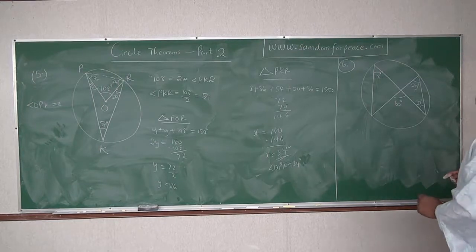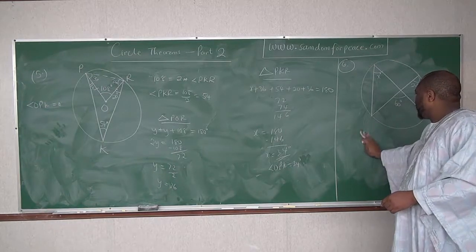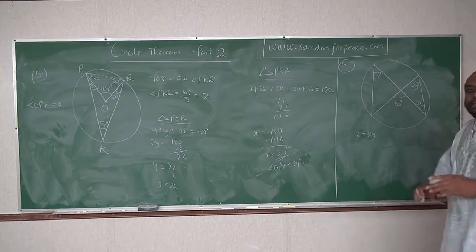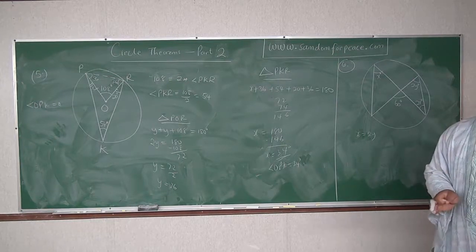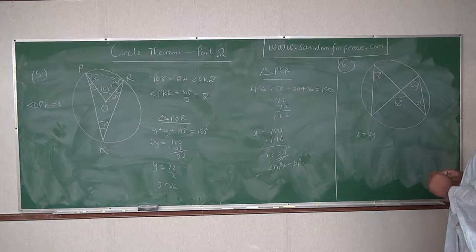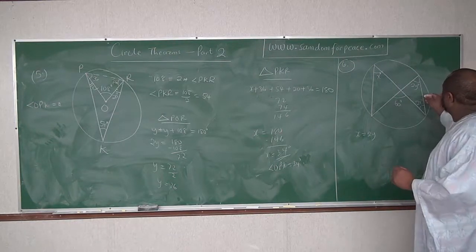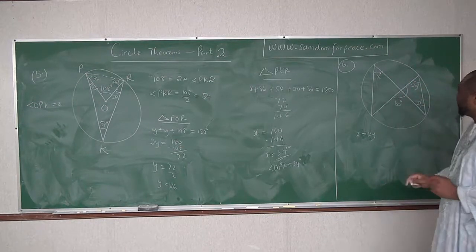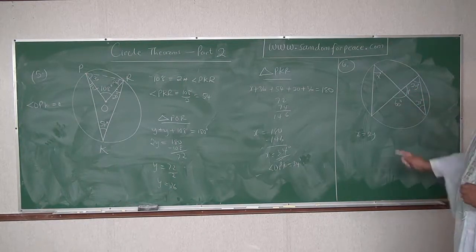Okay, so looking at this straightforwardly, x is equal to 2y. Reason: angles in the same segment of a circle are equal. Alright, here we can find this angle here. We can call this angle P.